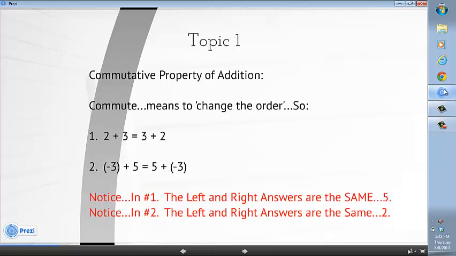So logically, in example 1, 2 plus 3 is exactly the same as 3 plus 2. And example 2, even if we use some negative integers in that addition, a negative 3 plus 5 is exactly the same thing as 5 plus a negative 3. So when you use the commutative property of addition, then you are just changing the order in which you're adding.